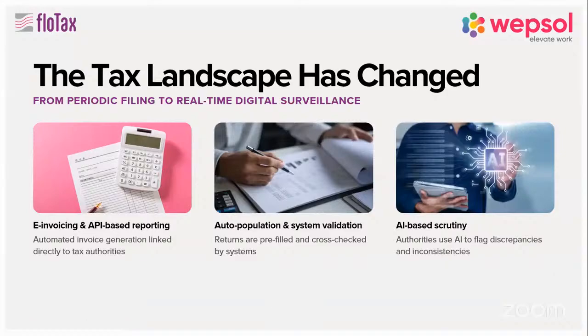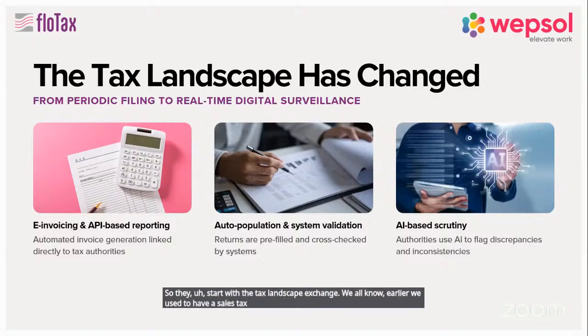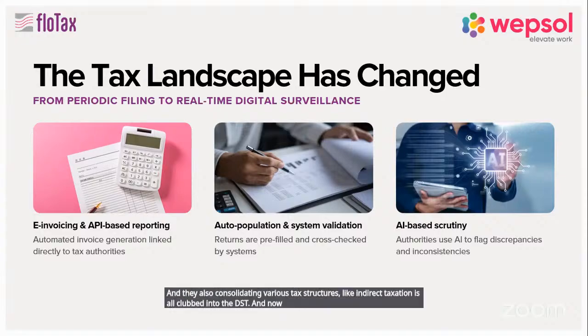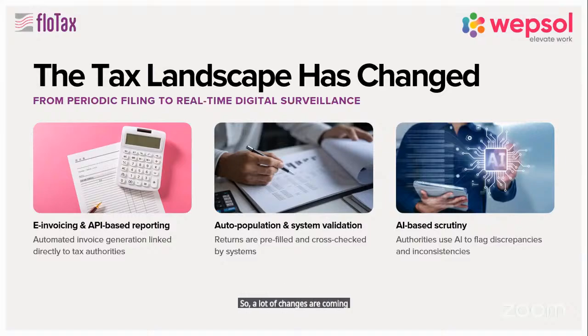So start with the tax landscape has changed. We all know earlier we used to have a sales tax, VAT, service tax, and then now we moved to GST. So over the period, even Government of India has also changed a lot, and they are also consolidating various tax structures. The indirect taxation is all clubbed into the GST, and now the direct taxation is also going to be clubbed into DTC from 2026 onwards. So a lot of changes are coming in many of these, I can say, from a regulation point of view.